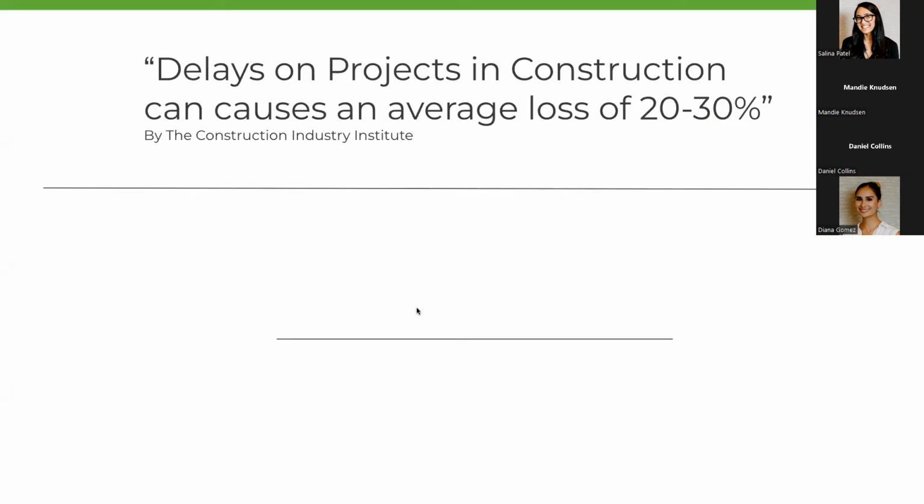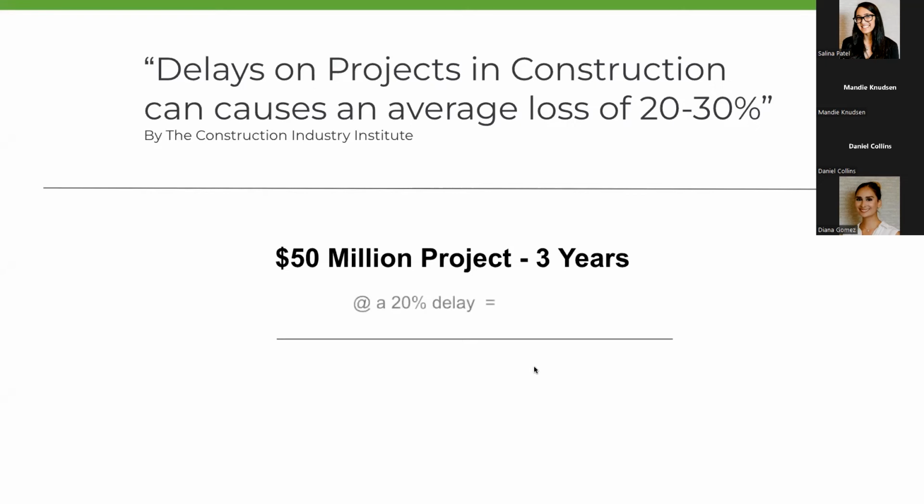So the Construction Industry Institute research found that delays on projects and construction can cause an average loss of 20 to 30%, which I thought was extremely big. So on a large scale project, a 3-year project, we'll say it has a price tag of $50 million. So that's roughly about $45,000 a day. If that project is delayed by the 20%, and we'll go on the shorter end, the 20% that's stated, that's a $10 million price tag for delays. And this is just an estimate. It's difficult to calculate the total loss that's affecting the entire project and those involved.